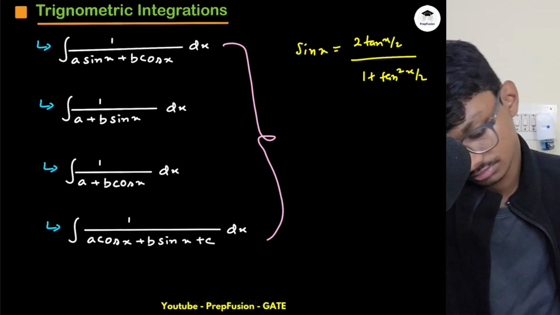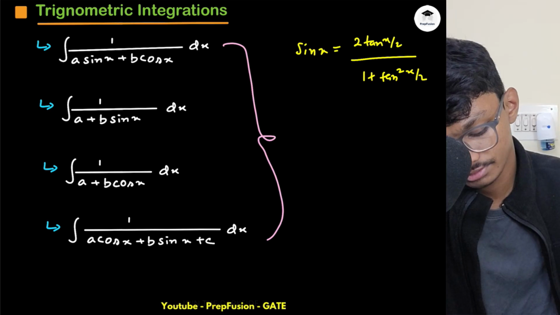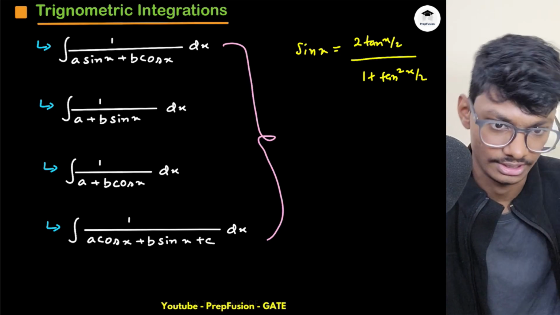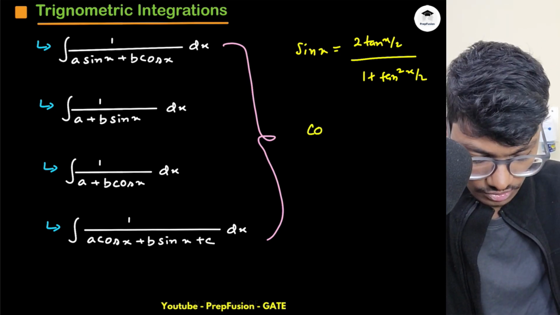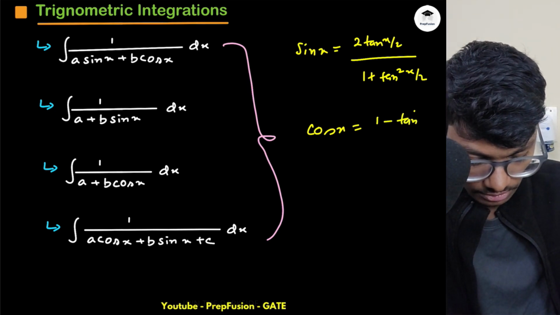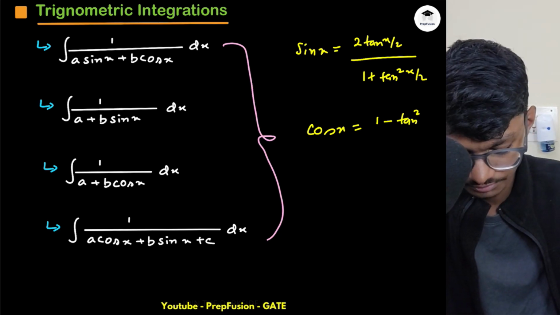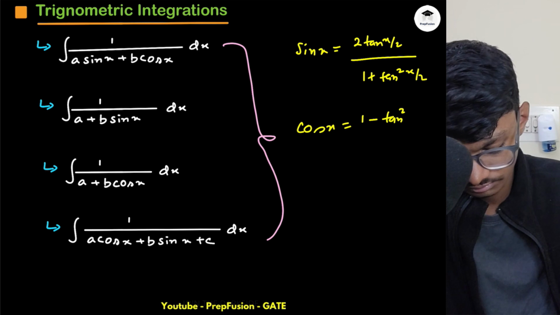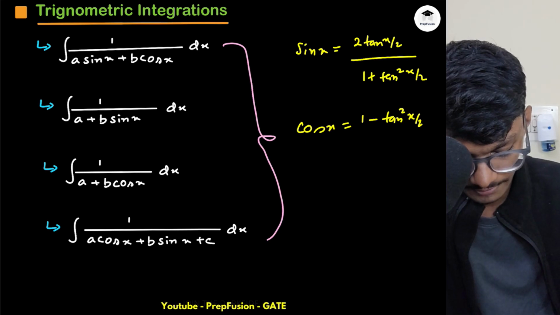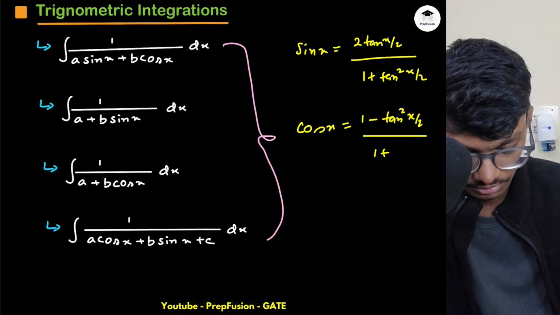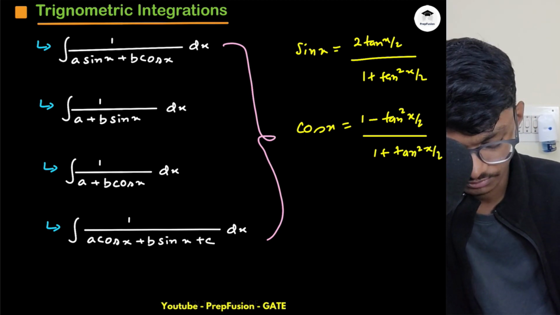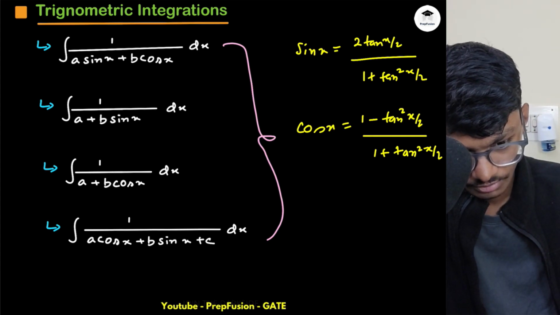Like this becomes 2 sin x by 2 cos x by 2, and that is sin x. And what is your cos x? If you remember, cos x is equal to 1 minus tan square x by 2 divided by 1 plus tan square x by 2. So yeah, that is the case.